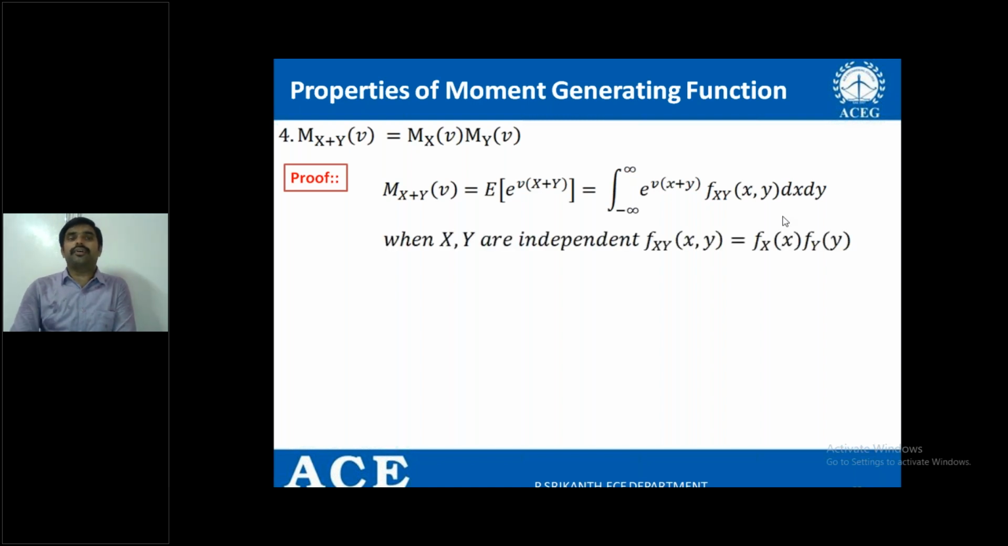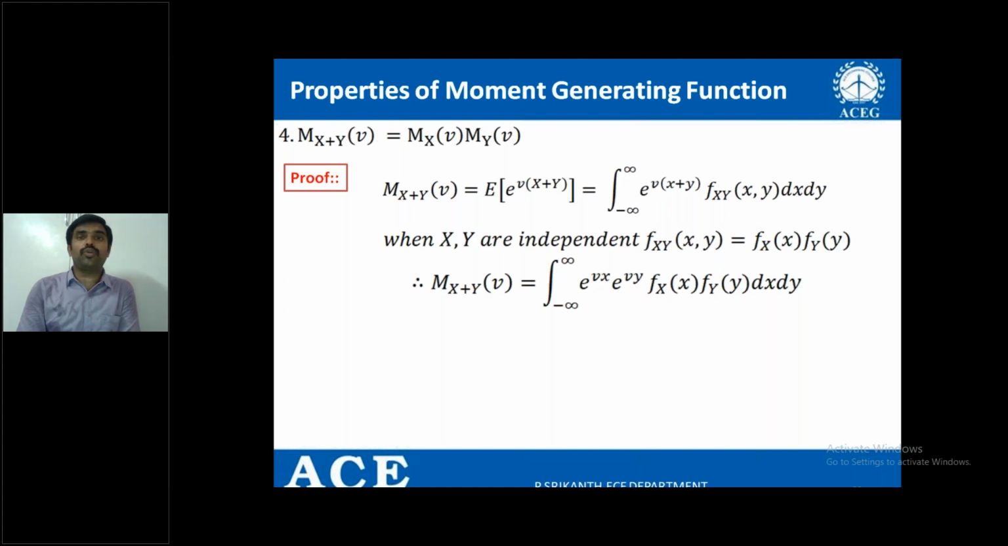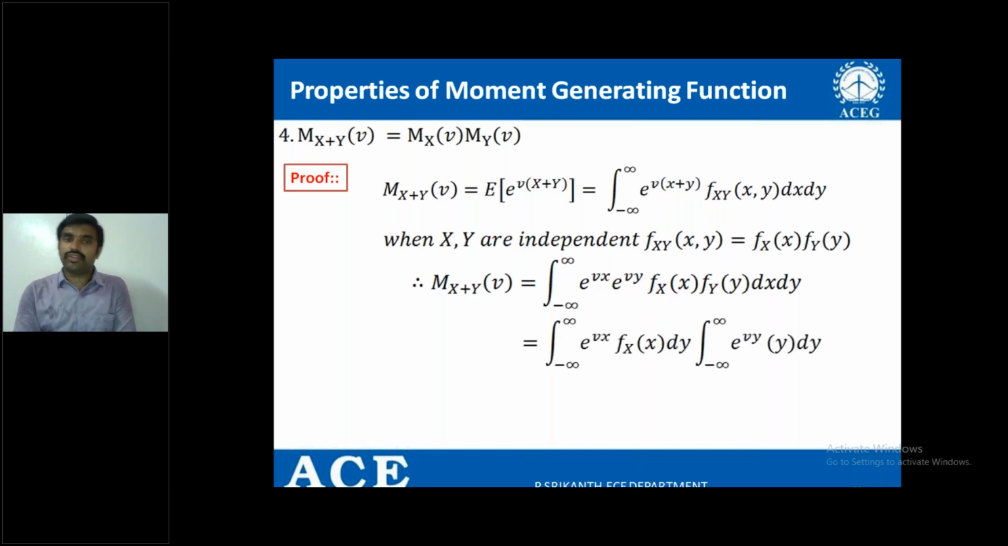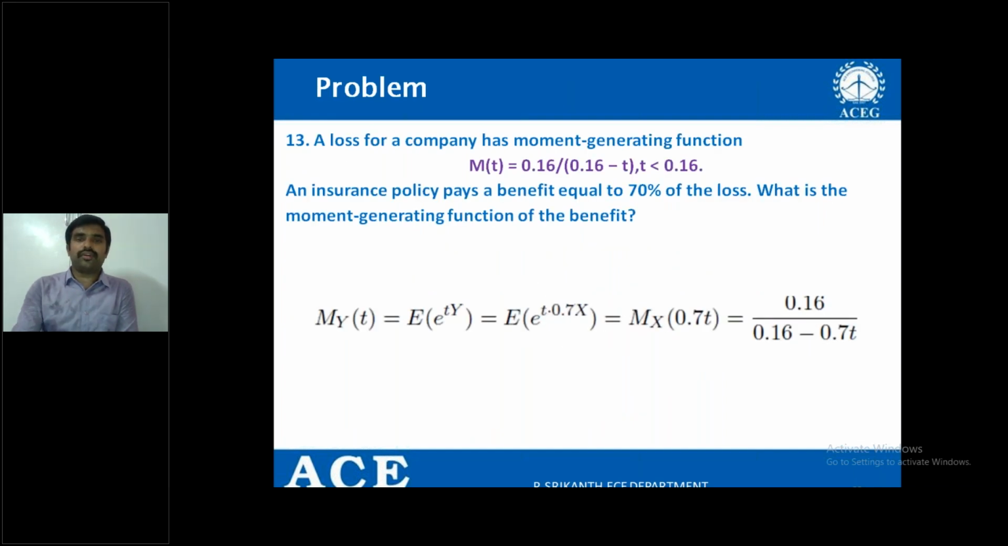We all know that the joint density function equals the product of the individual density functions if X and Y are independent random variables, right? So if I substitute it, how do you write? M_{X+Y}(v) equals the integral from minus infinity to plus infinity of e^(vx) into e^(vy), I'm just expanding the exponential here, into f_X(x) into f_Y(y) dx dy. If I write separate integrals, the result can be written as M_X(v) into M_Y(v). Am I clear? Simple way to derive the relation.